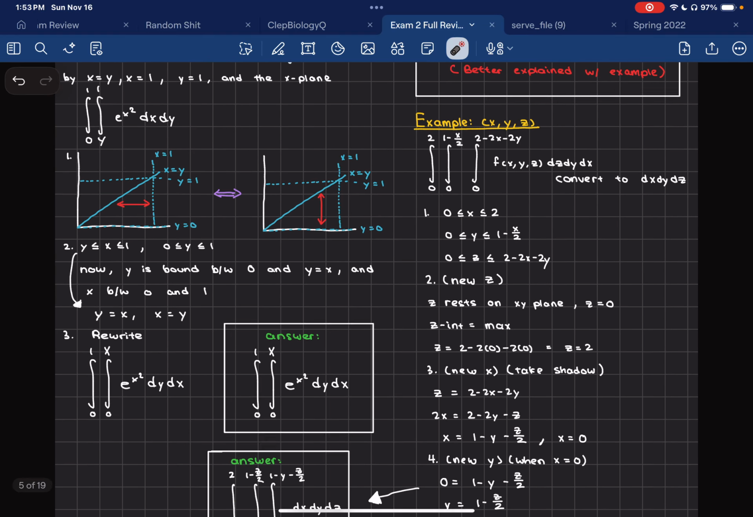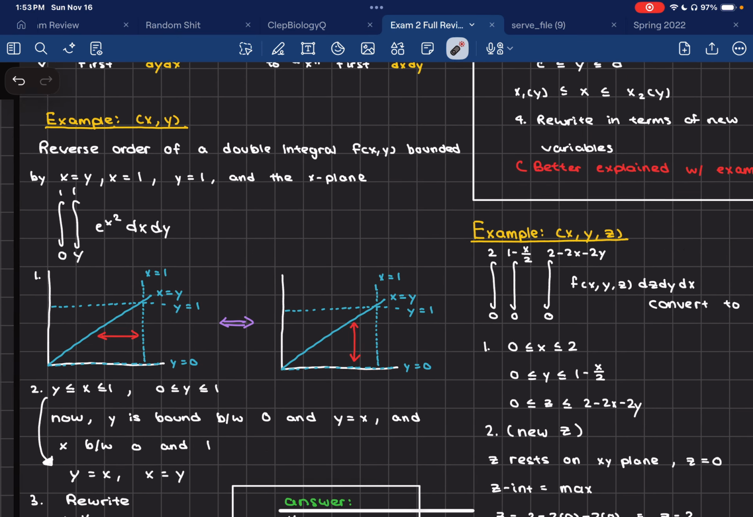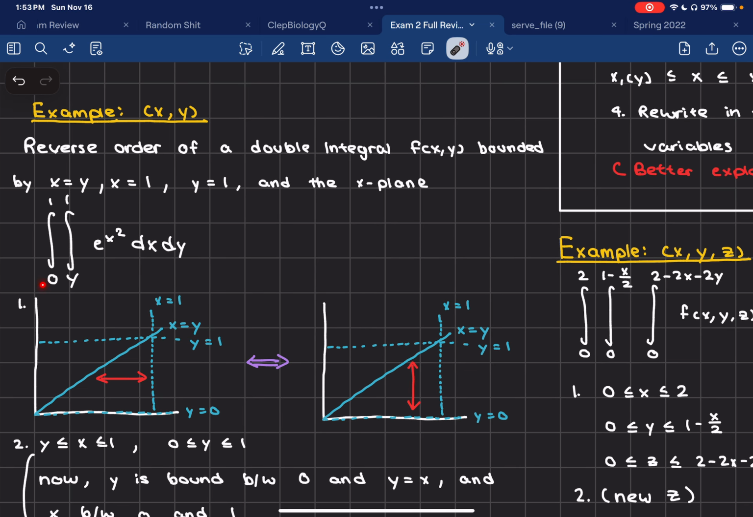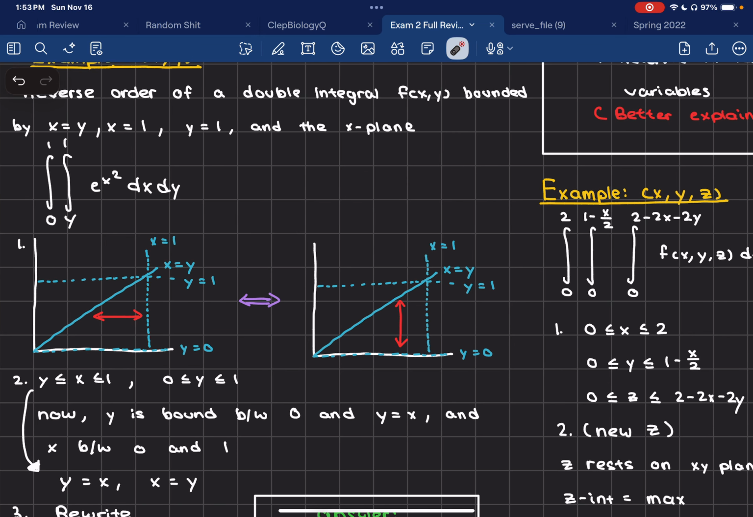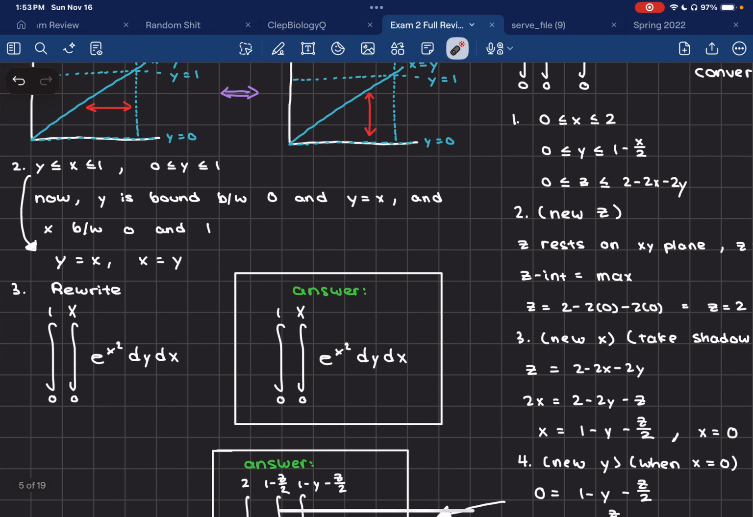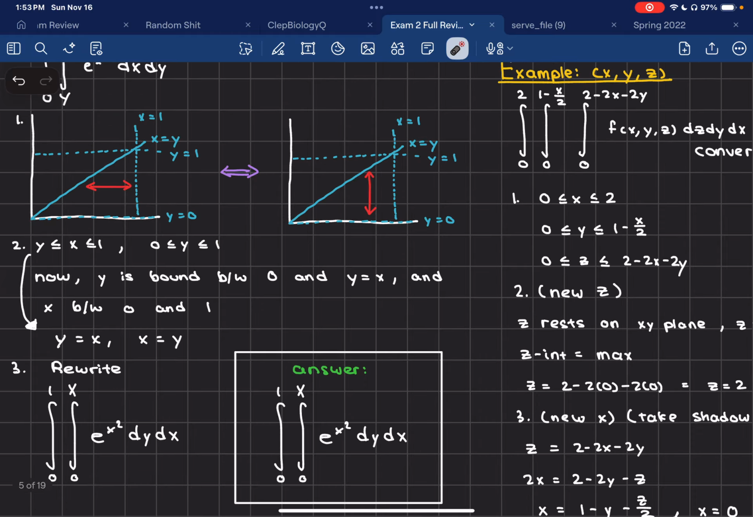Okay, so you want to reverse the order of a double integral f of xy bounded by x equals y, x equals 1, y equals 1, and the x plane. So we have it written out just right here. This is the original graph. As you can see, it's a type 2 graph, so it goes from left to right in this case, and we want to reverse it to being a type 1 graph. So here it is. Just like this.